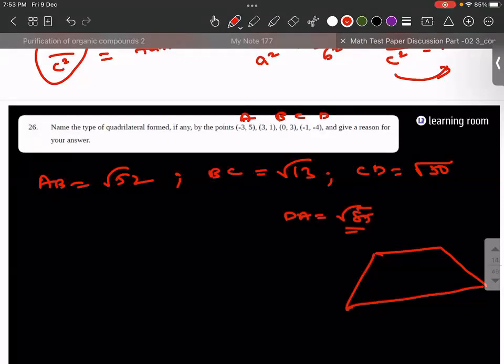So AB is root 52. Using prime factorization, it is 2 root 13. What about 85? We can't simplify it, sir. It's 17 into 5. Okay, what about 50? 5 root 2.